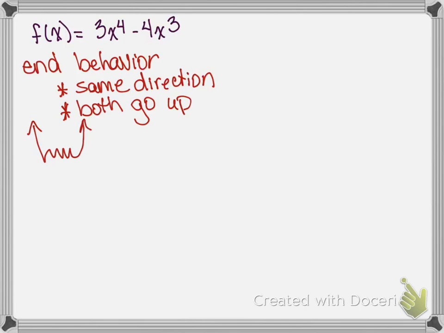Okay? So that is the first part. That's my end behavior. The second part is the behavior at the x-axis. And I factor. So I have 0 equals 3x to the fourth minus 4x to the third. Yes?